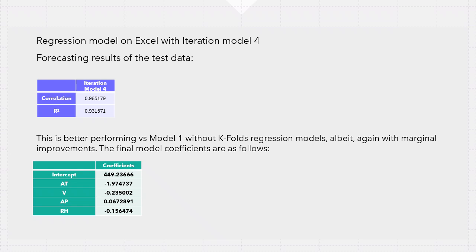Again, a regression model in Excel with iteration 4 as the model, using the test data. The forecasting results on the test data gave us a correlation and the new R-squared value. Now, this is actually better performing versus the previous Model 1, which was without the k-fold regression modeling. However, again, this is a marginal improvement. Nonetheless, the final model coefficients are as follows in this table.